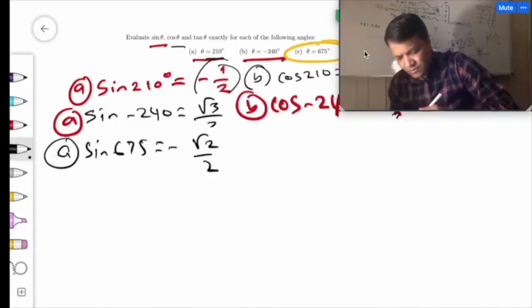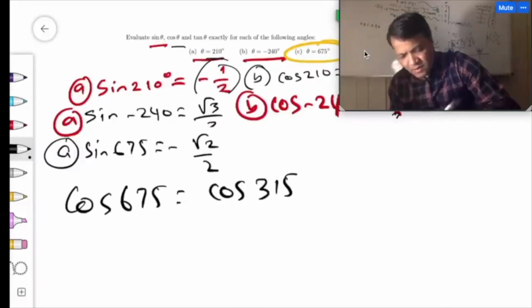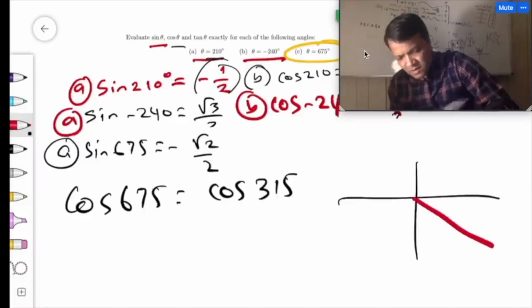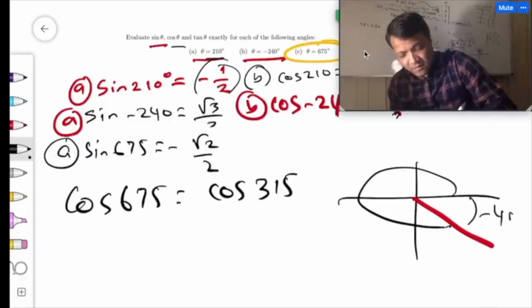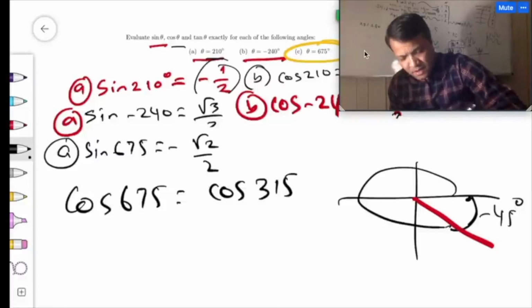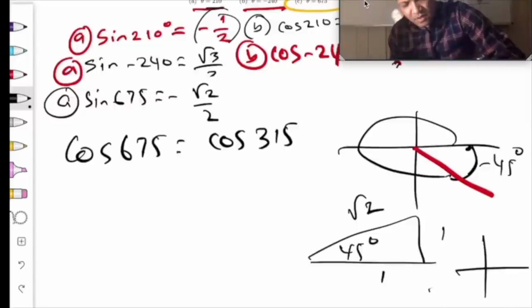So cosine 675 is equal to cosine 315. 315 degree, so this must be negative 45 degree from here, clockwise. So again, this is 45 degree. This is 1, this is 1, this is square root of 2. Fourth quadrant, cosine is positive, sine is negative. So now we are talking about the cosine. So this is positive. So cosine 315 is equal to x.